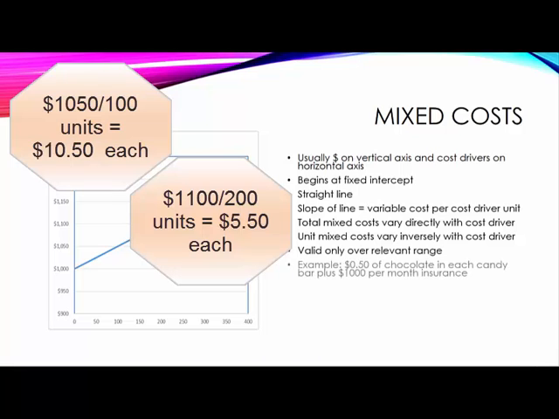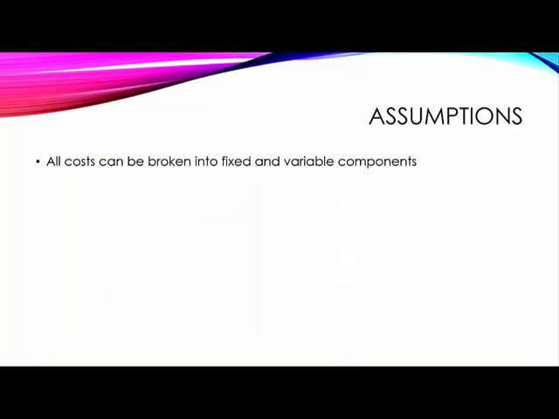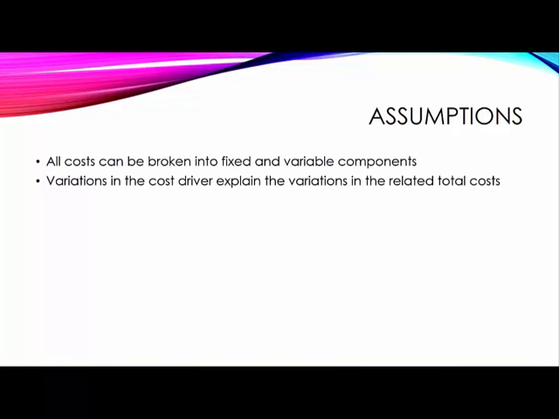still valid only over the relevant range. This is my example, and my equation is 0.5x plus $1,000. Some of the assumptions we make with this: all costs can be broken into fixed and variable components. Variations in the cost driver explain variations in the related total cost.